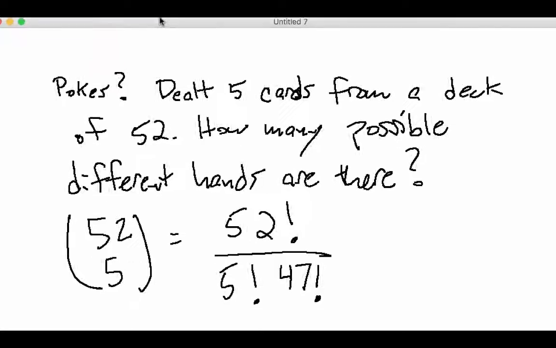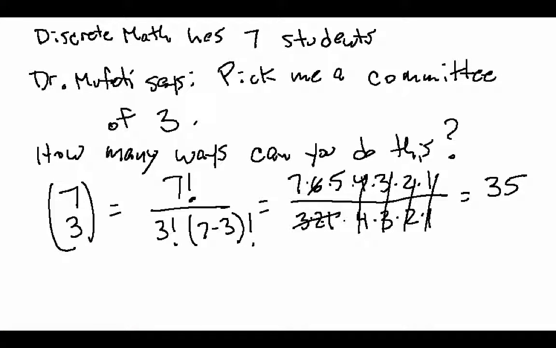Okay, I want to go back to this example right over here. Discrete math has 7 students. Dr. Muffetti says, pick me a committee of 3. How many ways can you do this? Well, we figured out there are 35.